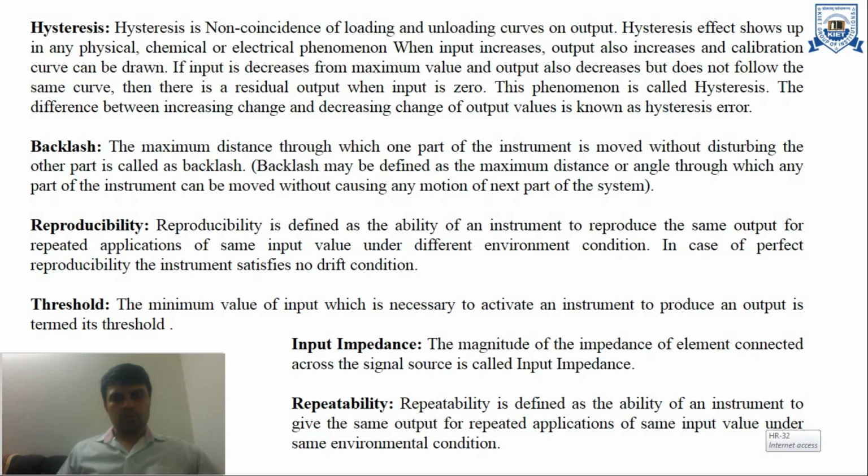Then threshold. It is the minimum value of the input which is necessary to activate an instrument to produce an output. Then input impedance: the magnitude of the impedance of the element connected across the signal source is called input impedance. Then we have repeatability.